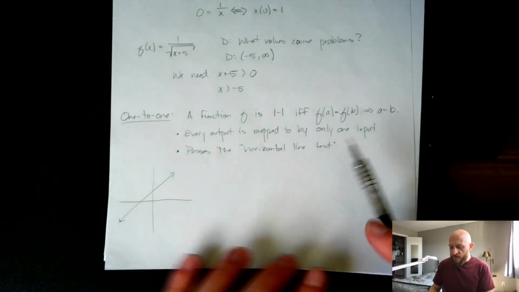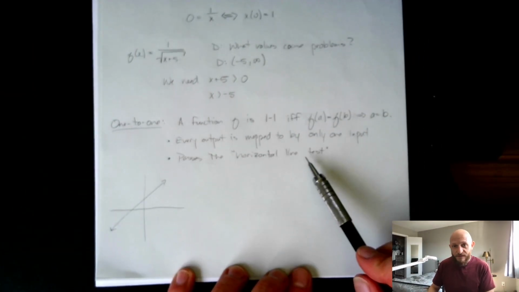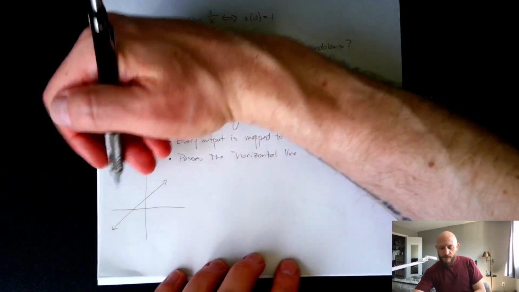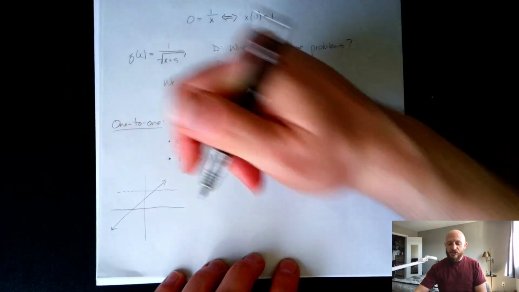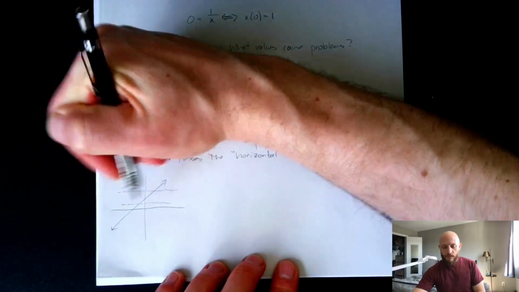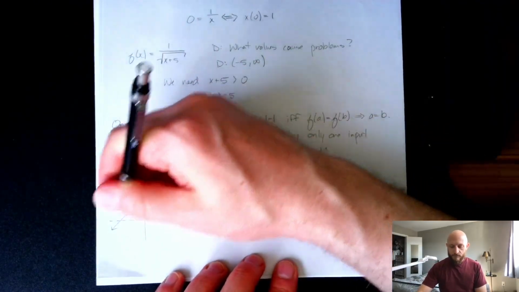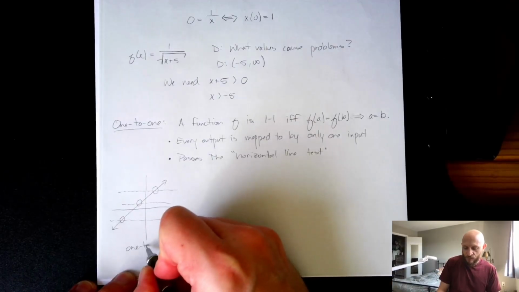If we're given a graph, the easy way to test if it's one-to-one is the horizontal line test. Any horizontal line that I put through here, assuming that it's in the range, is going to touch our graph only one time, exactly one time. So yes, whatever function this is, it's one-to-one.